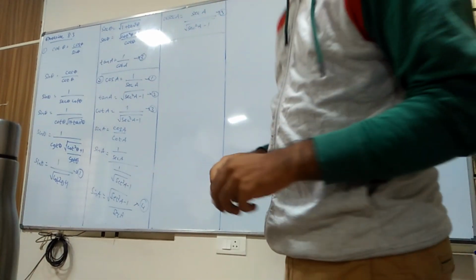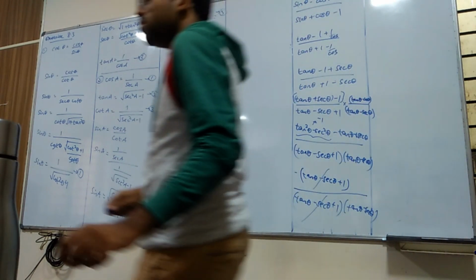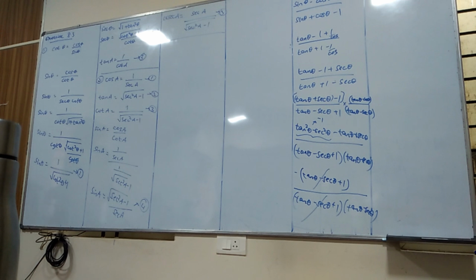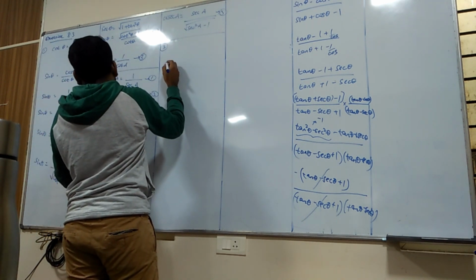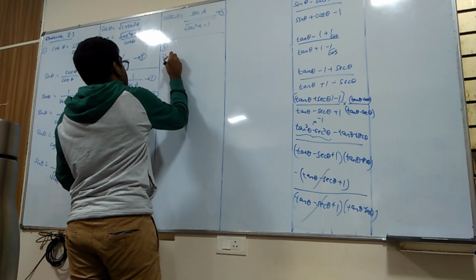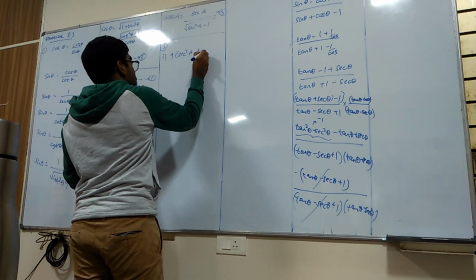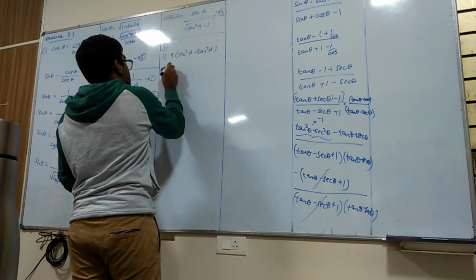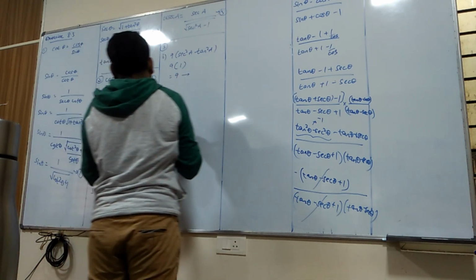We'll go for the last question of the day. MCQs. Okay. What is the answer to the first one? It is given as 9 secant square A minus tan square. What is secant square A minus tan square? 1. So 9 common. And which is the option? B.